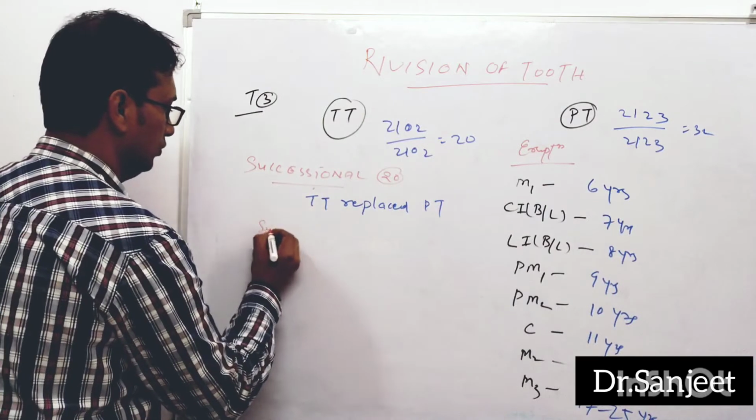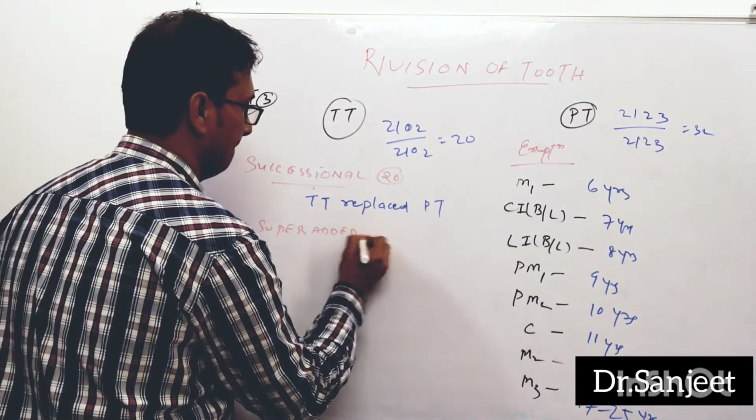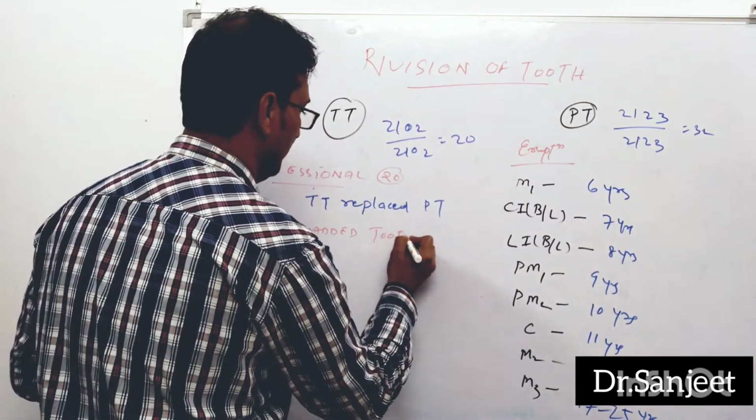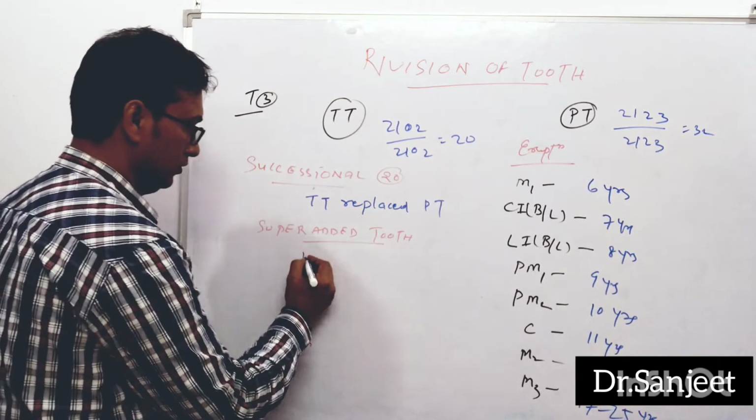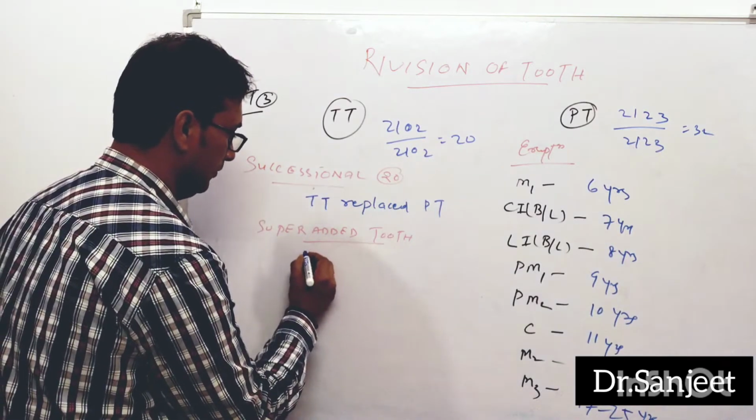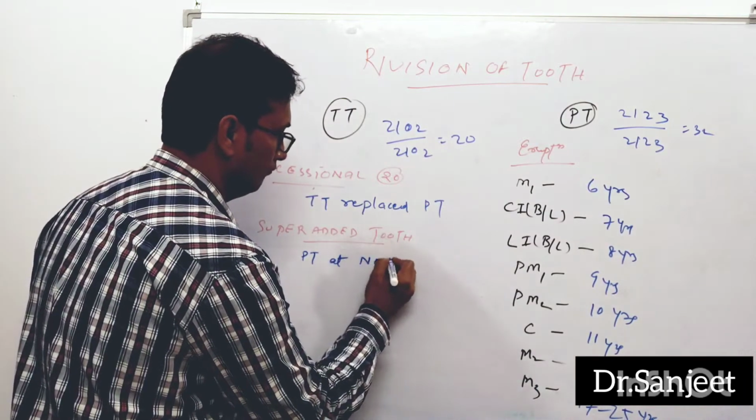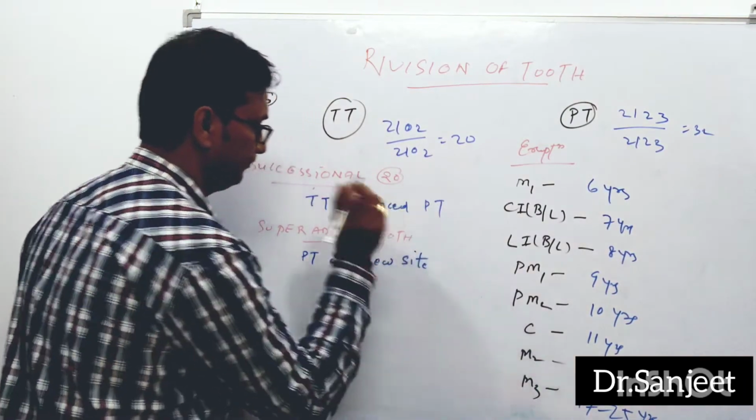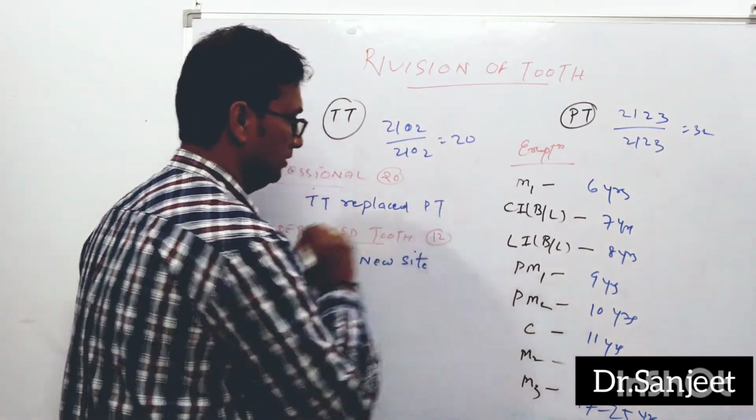And then superadded tooth: permanent tooth at a new site, new position. 12 in number.